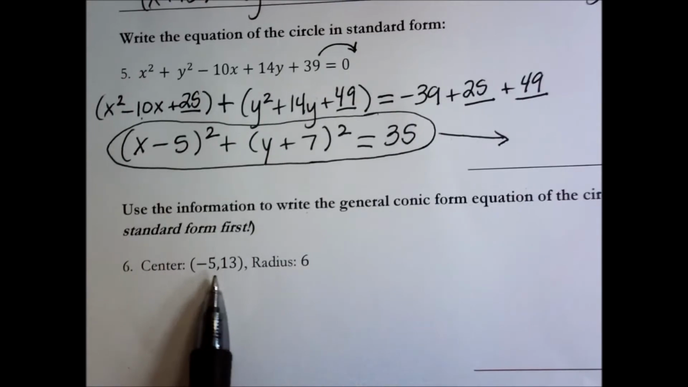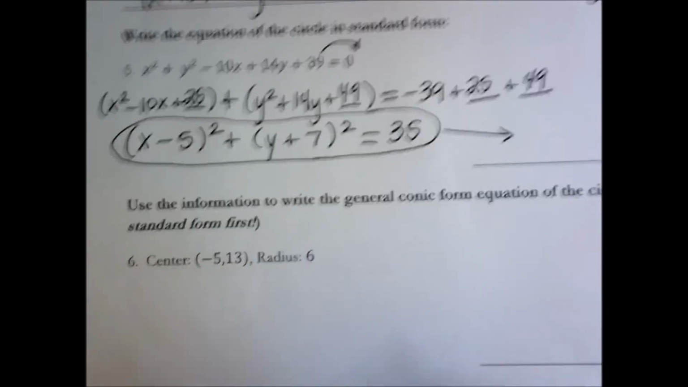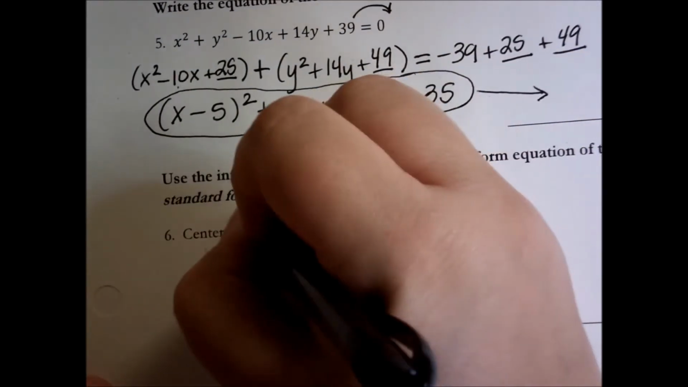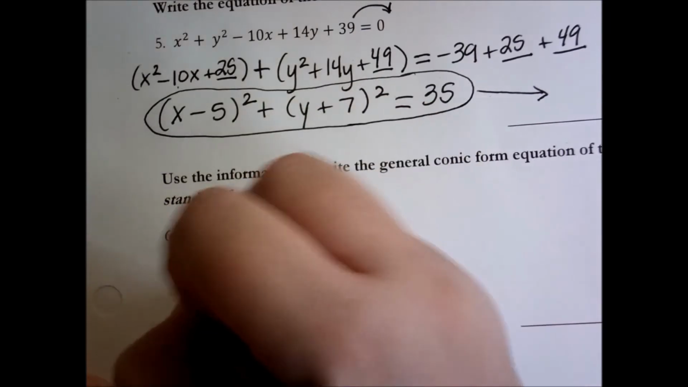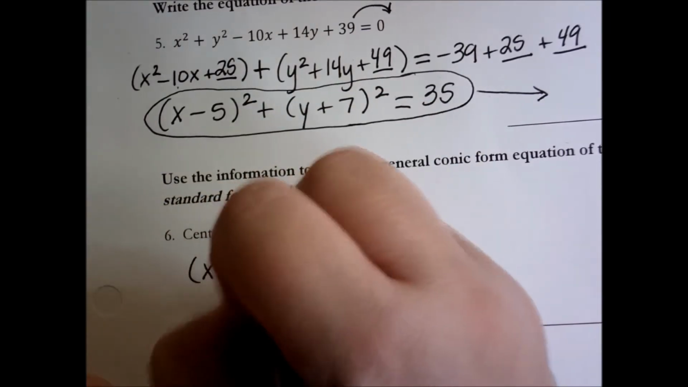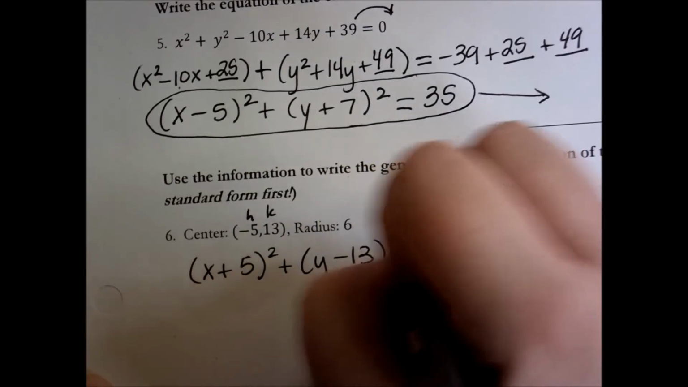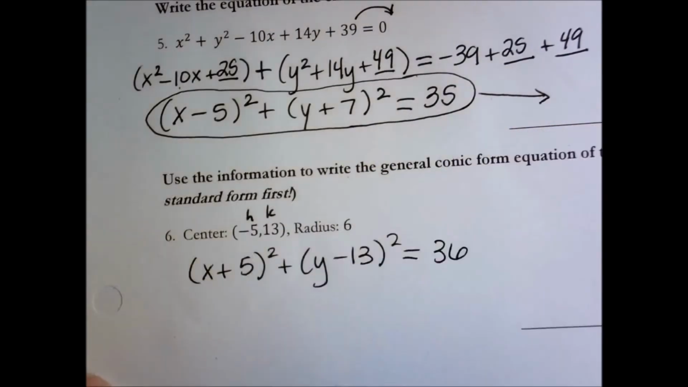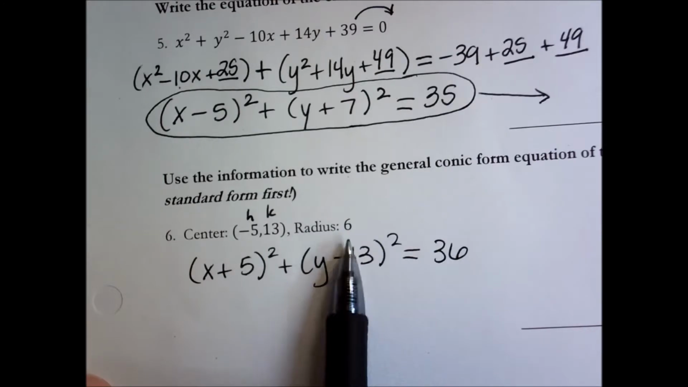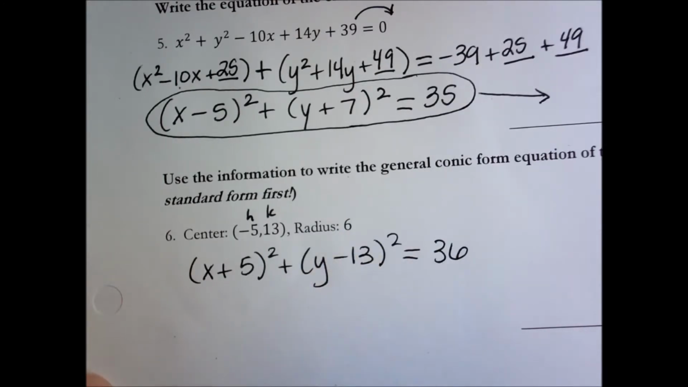So hint: write in standard form first. That's easy here, because here's h, here's k: x plus 5 squared plus y minus 13 squared equals 36. Remember, if the radius is 6, then the radius squared is 36. And now all I have to do is FOIL or distribute, however you like to multiply out a binomial squared. Remember that you need to actually write it out.